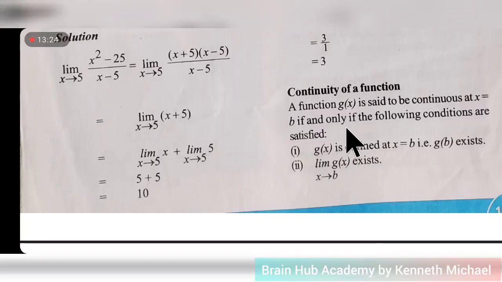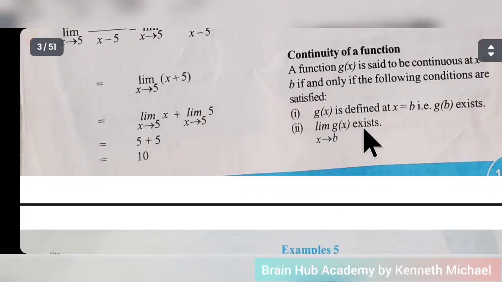So when we say a function is continuous, let's look at the properties or conditions that can make a function continuous. First, g of x is defined at x equals b, that is, g of b exists. There are some functions that if you substitute the variables into them, they don't exist; they turn to infinity. If it does exist, then that is the first condition satisfied.